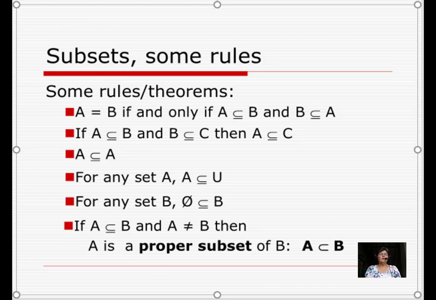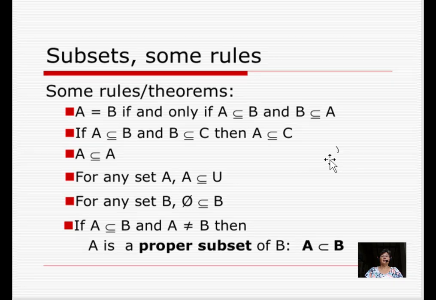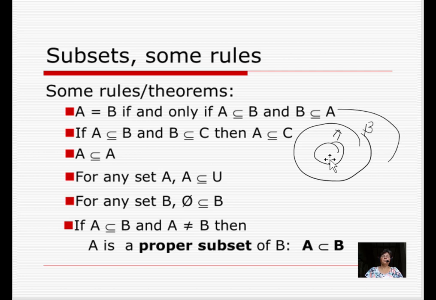If we look at subsets, there are some special rules, some theorems. So if we look at this list, most of them are quite obvious. So of course, if A is a subset of B and B is a subset of A, then they're exactly the same. So if both are contained in the other one, then they must be the same set. And of course also the second one, if A is a subset of B, and this B is again a subset of C, then of course this set A is a subset of C.